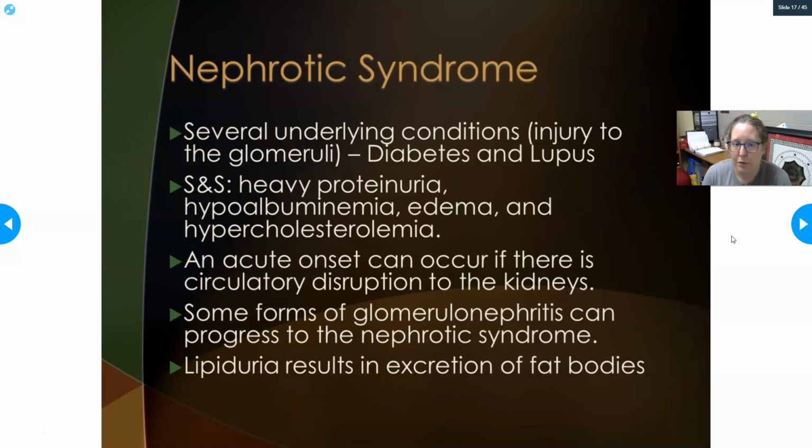And you can also get hypercholesterolemia. An acute onset can occur if there's a circulatory disruption to the kidneys, so something that is blocking the blood flow to the kidneys. And some forms of glomerulonephritis can progress to the nephrotic syndrome. So nephrotic syndrome can be a complication of glomerulonephritis. And then that lipiduria can also result in the excretion of fat bodies, which can be seen in urinalysis.